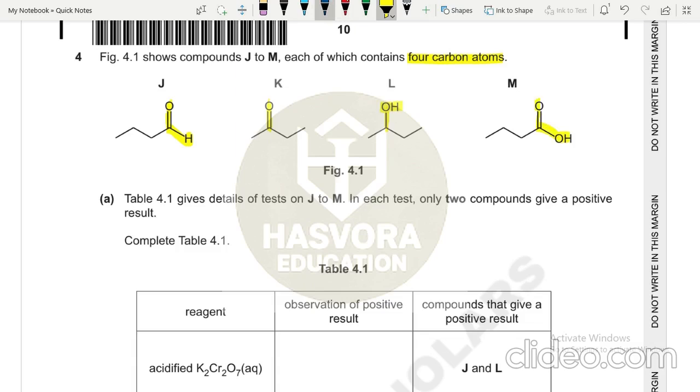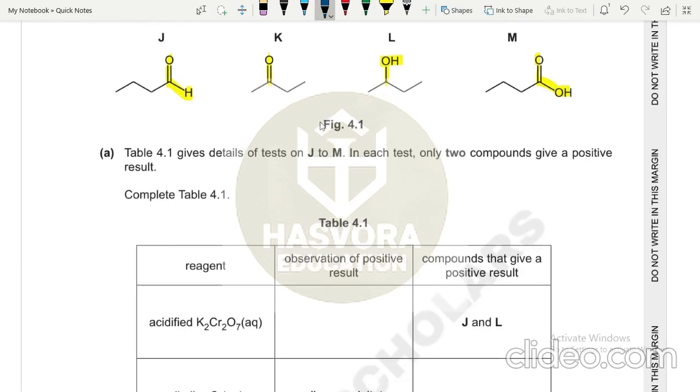Table 4.1 gives the details of the tests on J to M. In each test, only 2 compounds give a positive result. So complete the table. They are adding acidified K2Cr2O7 and asking us the observation of the positive result.